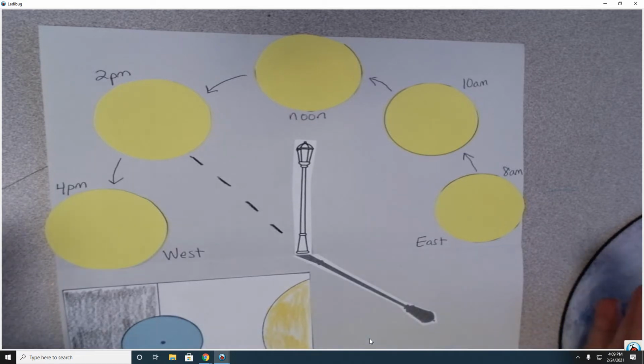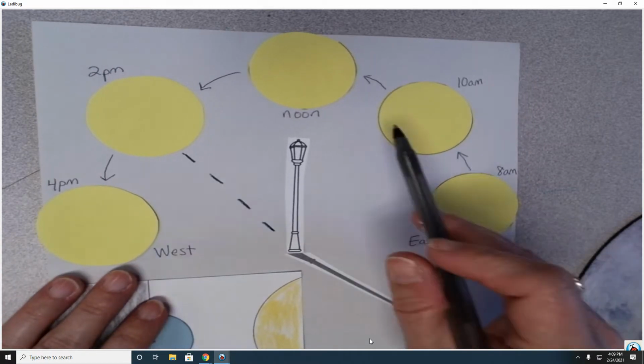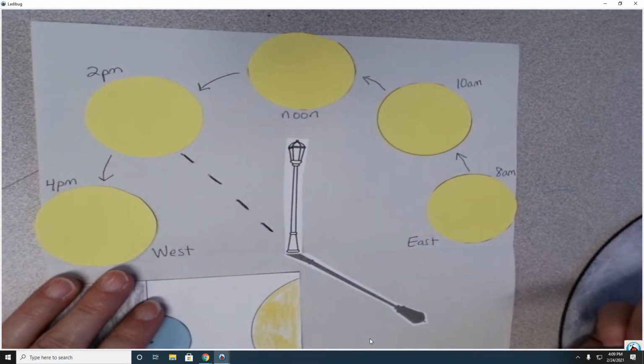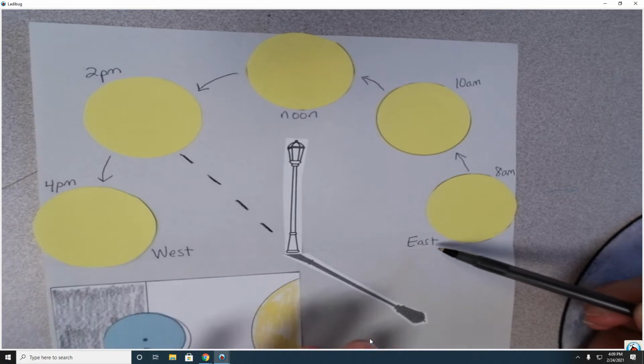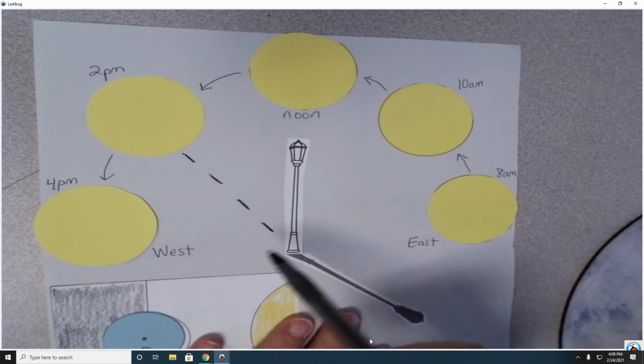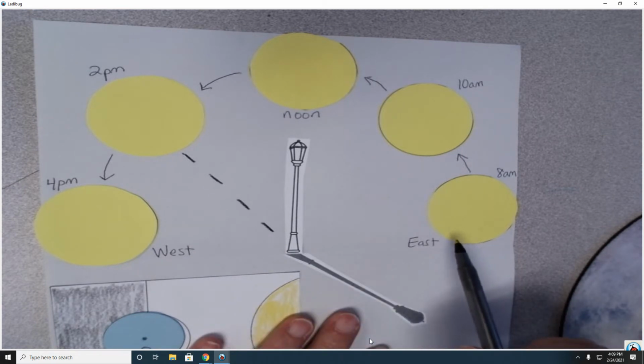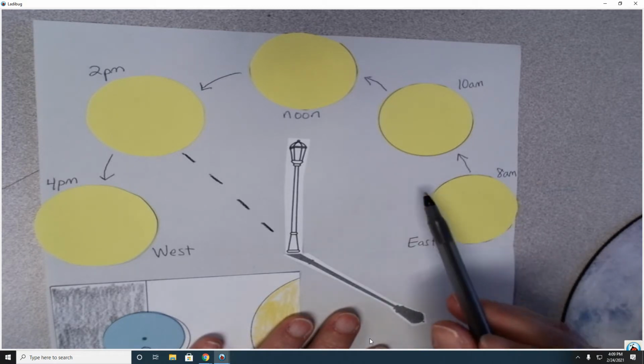But I want to talk to you a little bit about this diagram. So, what you see here is I have the sun, indicated by our yellow circles. The sun is always going to rise in the east and set in the west. So in the morning, when you first get up and you walk outside, and maybe the sun has just come up above the horizon, you're going to be looking towards the east.